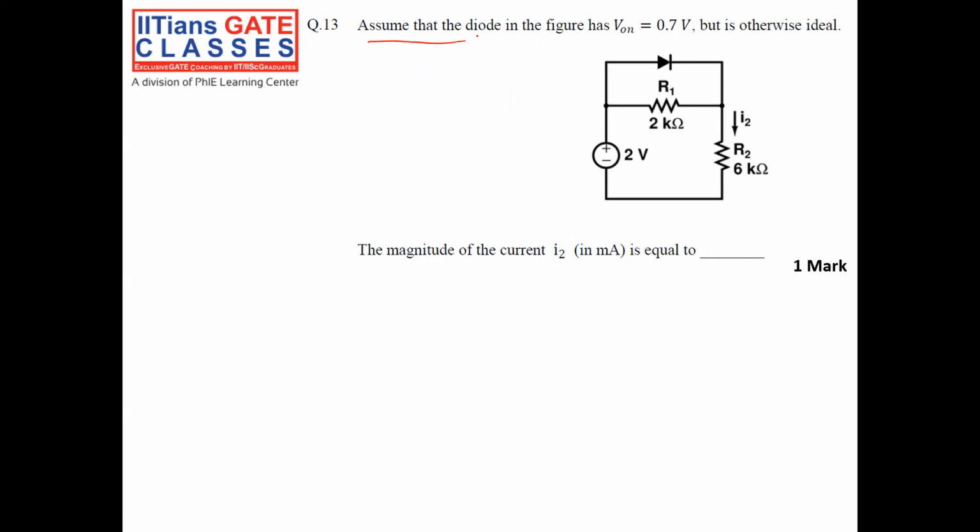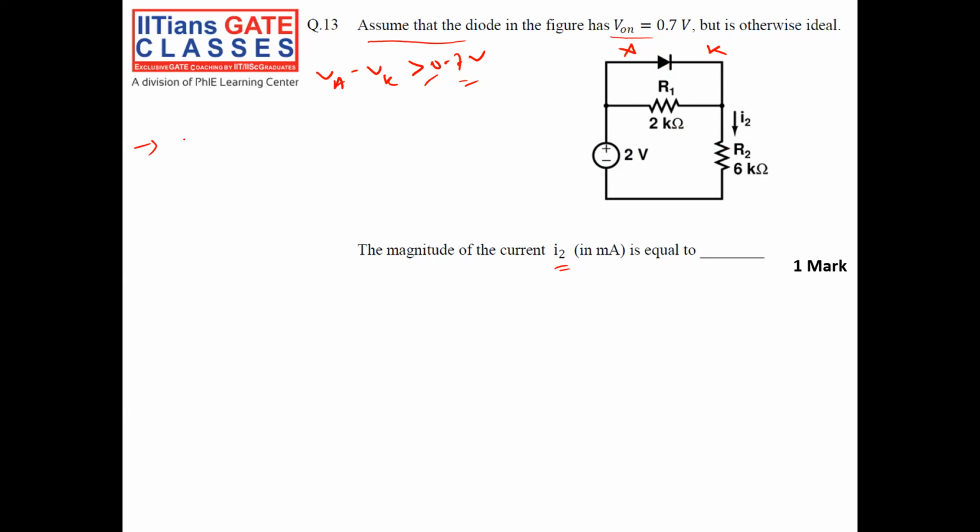Assuming that the diode in the figure has an on voltage of 0.7 volt, but otherwise it is ideal. What is the meaning of that? If I want to turn on the diode, I need V anode minus V cathode to be minimum 0.7 volt. This is anode, this is cathode. So if V anode minus V cathode is greater than 0.7 volt, it will be on. So let us check whether it is on or off, then you can calculate the I2. Because if the diode is on, the I2 will be different. If the diode is off, my I2 will be different. So first check whether the diode is on or off.